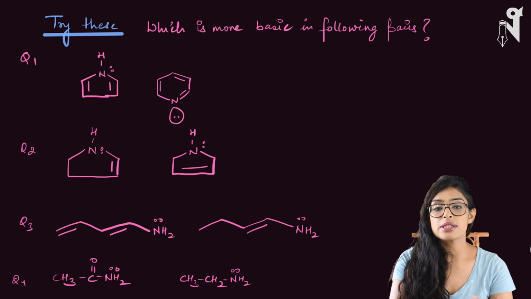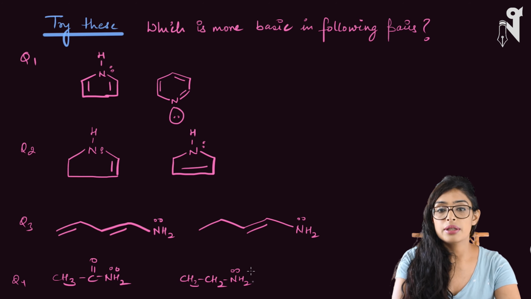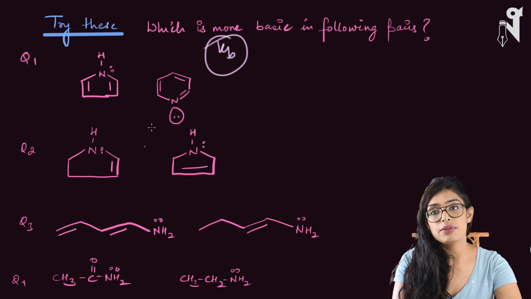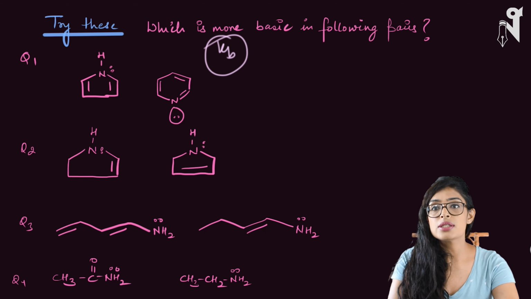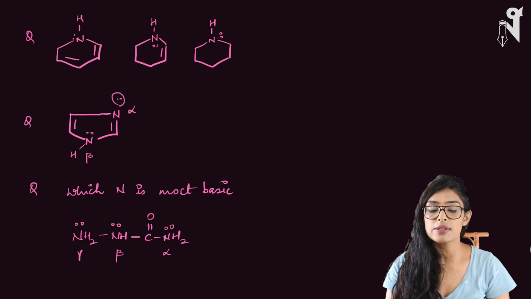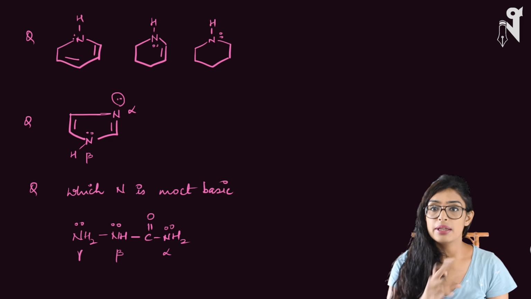Try to figure out the basic strength of these compounds, arrange them in the Kb order, write down the Kb order, which one is more basic than the other one, and then we will discuss the answers. Try these out on your own, give yourself some time, and then I'll discuss the answer. Do these compounds also, and then we will discuss the answers. Give yourself some time, solve them, and then we will discuss.